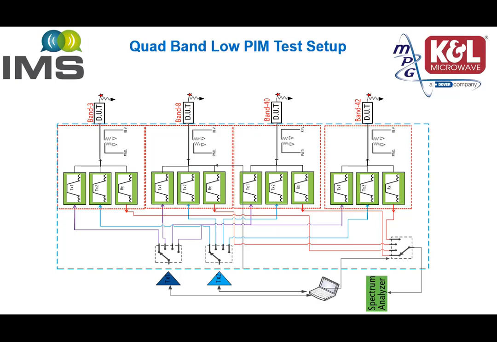In this example, we have a quad-band low PIM test setup: Band 3, Band 8, Band 40, and Band 42. The unit enclosed in the dashed blue line is one system, and all the peripheral equipment is supplied by the customer.